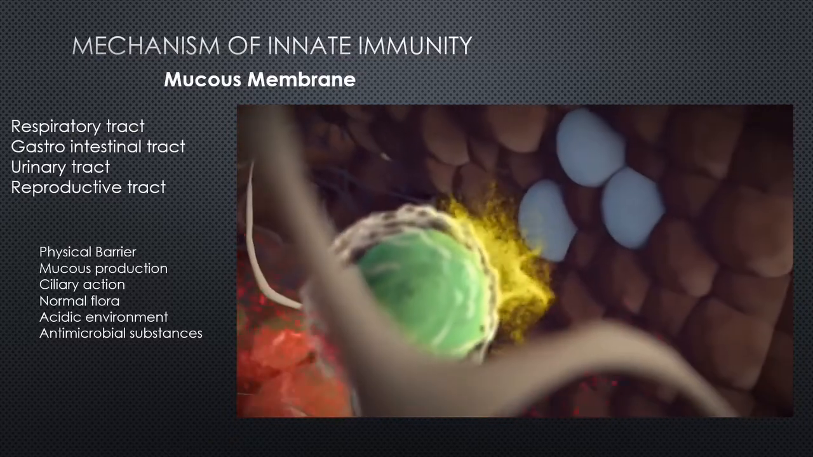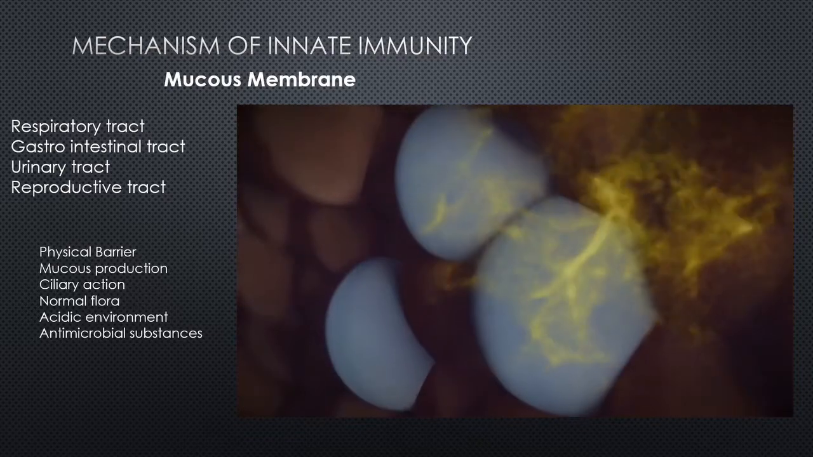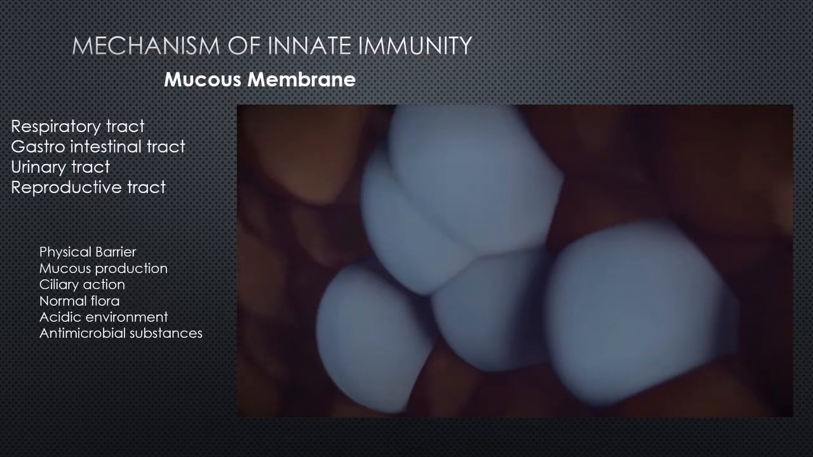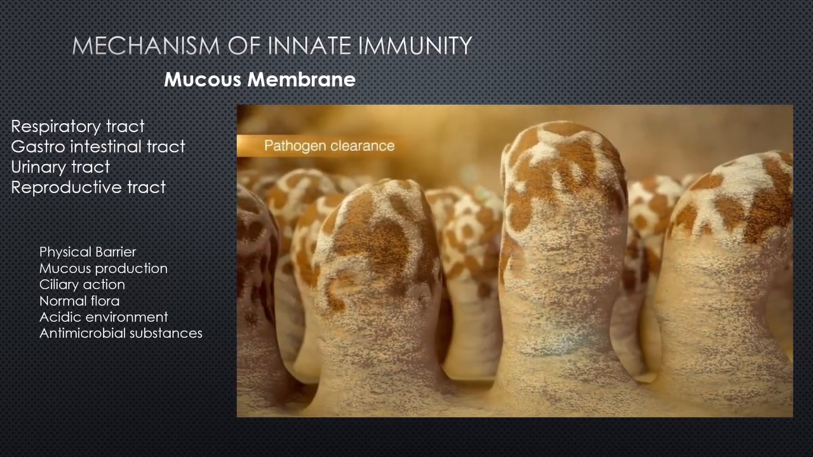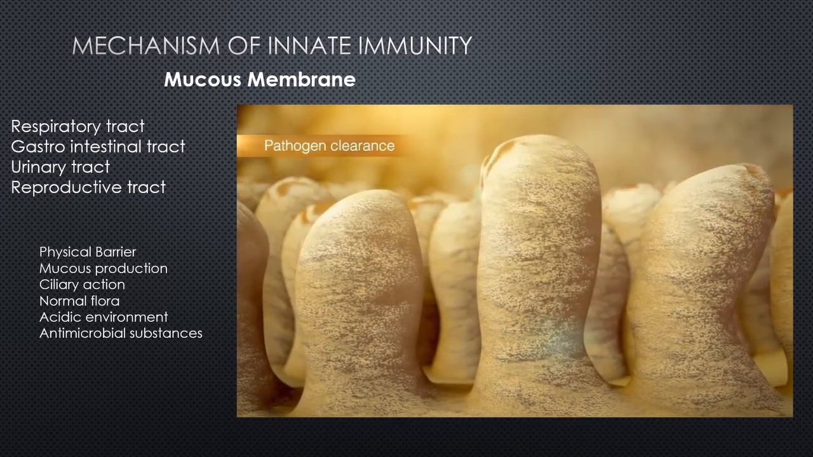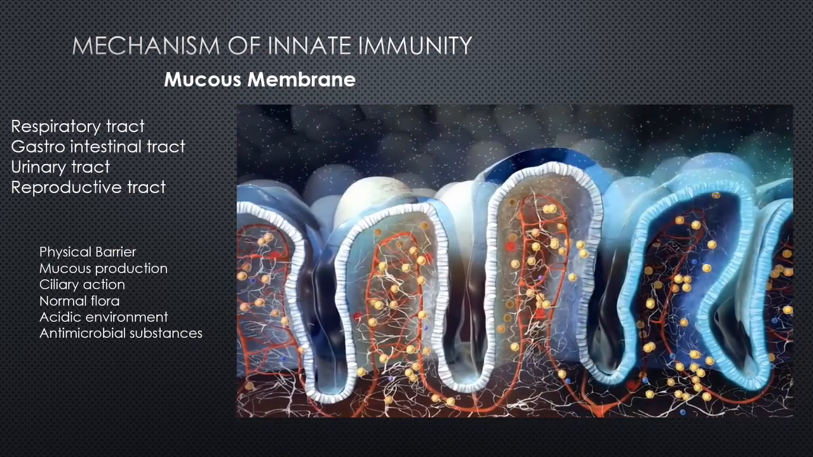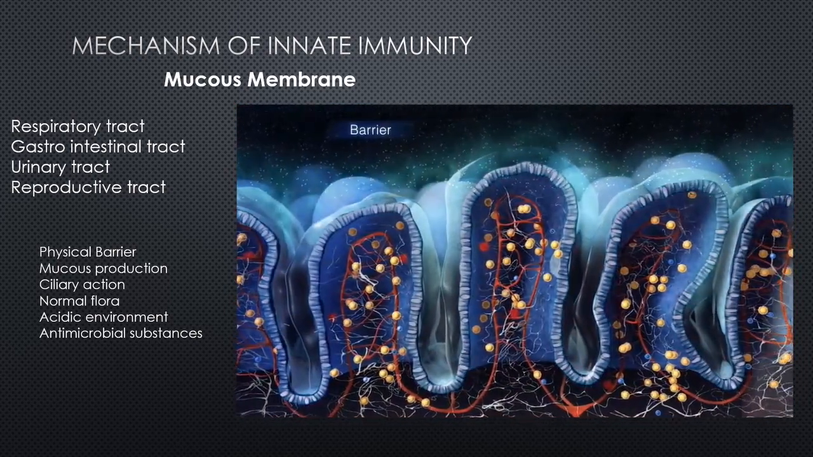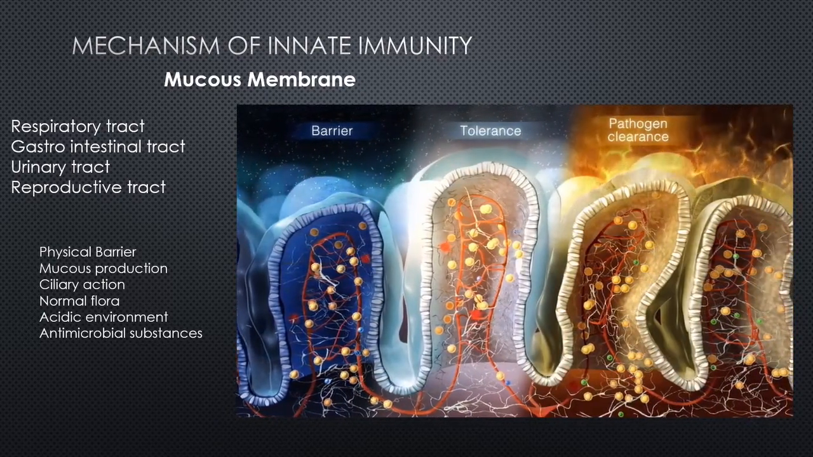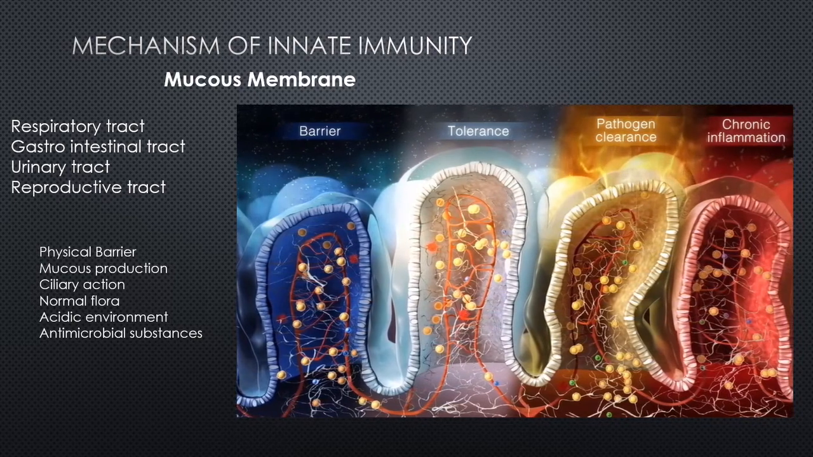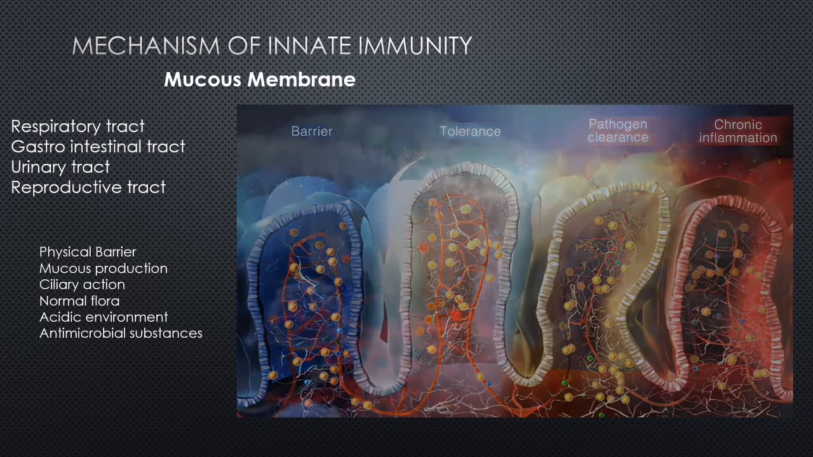The amphiregulin is responsible for the maintenance of the damaged epithelial cell, and mitosis, pathogen clearance, and the growth of new cells are being produced, as well as the mucus production. Particularly in gastric mucosa, it provides barrier, increases tolerance, pathogen clearance, and is responsible for chronic inflammation.